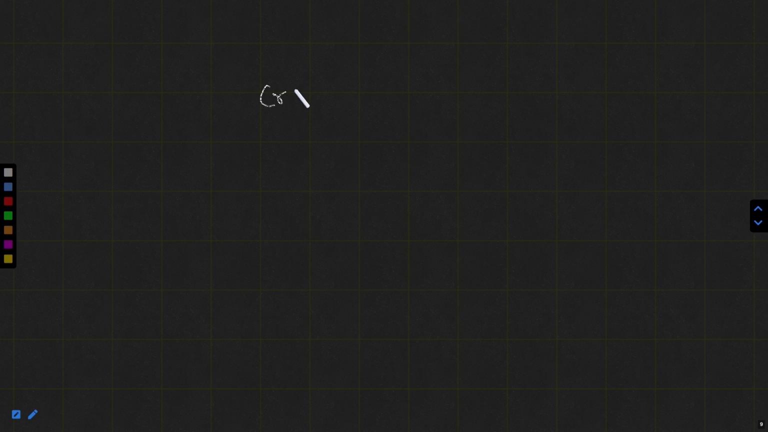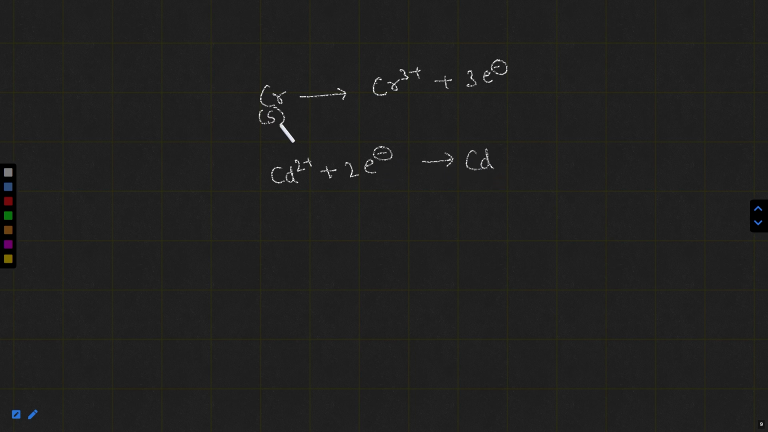Cr is going to Cr3 plus. Because we need the number of electrons, we have to write the reaction: 3 electrons released. And Cd2 plus is taking 2 electrons and going to Cd. It is in solid phase. Write the phases: aqueous and solid.